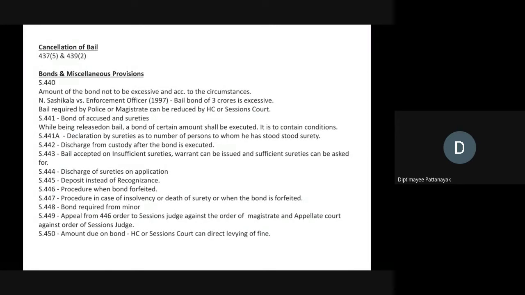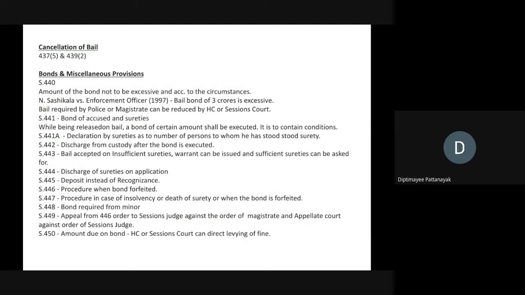The cancellation of bail provisions 437.5 and 439.2, we have already discussed how a bail can be cancelled and in what cases. Obviously, if the bail has been enlarged and he fails to comply, or the High Court or the Session Court is of the view that it wants to modify or cancel a bail, then it can do so.